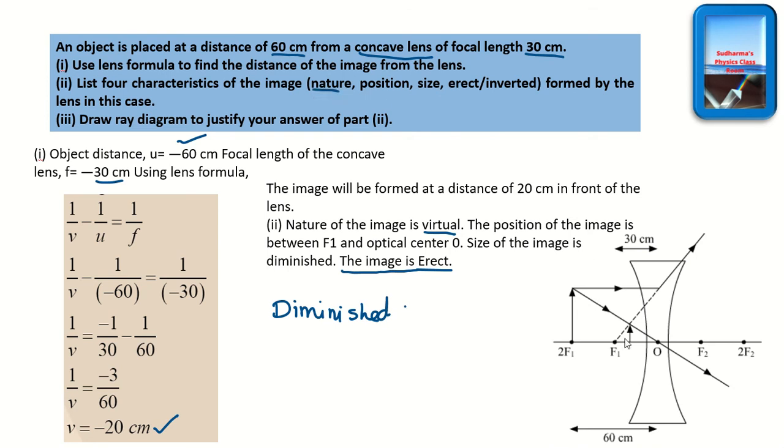Position is, as per the geometry, the image will be formed between the optical center and the focus. And we have to say the size, it is diminished or it is smaller. Then erect or inverted, it is erect. Okay. Now draw a ray diagram to justify your answer of part 2. So we are going to draw the ray diagram for concave lens. That's it. We don't have to worry too much about that. We just have to draw a ray diagram for concave lens.